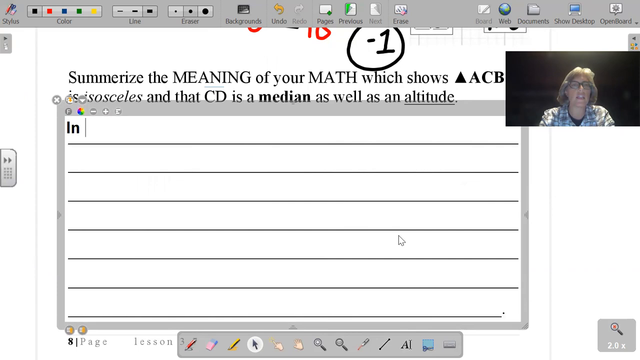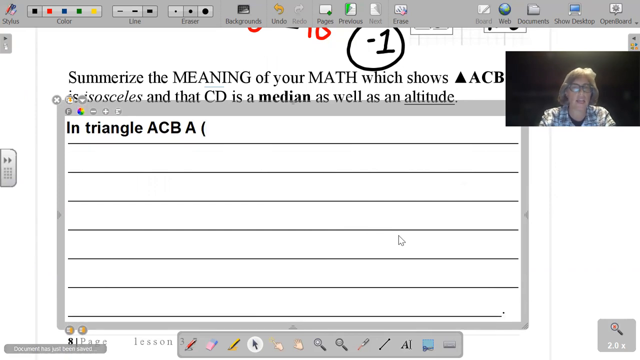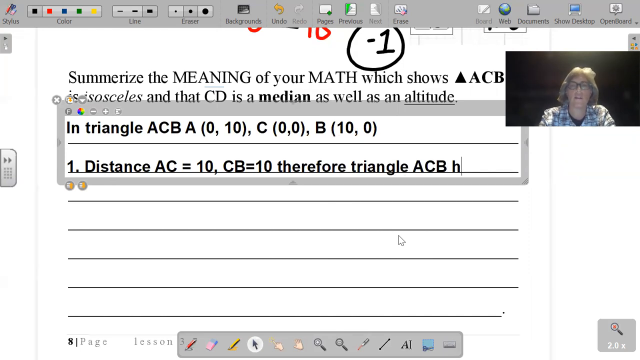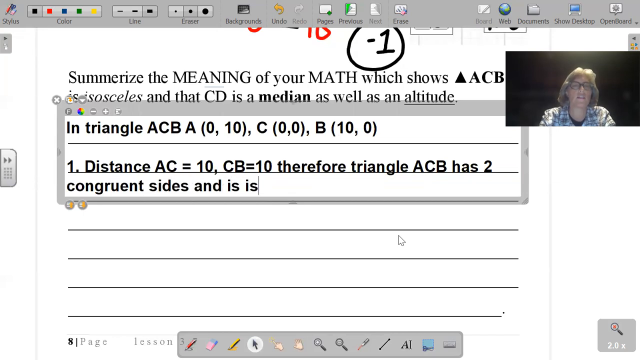So here we go. In triangle ACB, you have A is at 0, 10, C is at 0, 0, B is at 10, 0. Number 1, distance. AC was 10 units, CB equals 10 units. Therefore, triangle ACB has 2 congruent sides and is isosceles. So there we have proven it's isosceles.